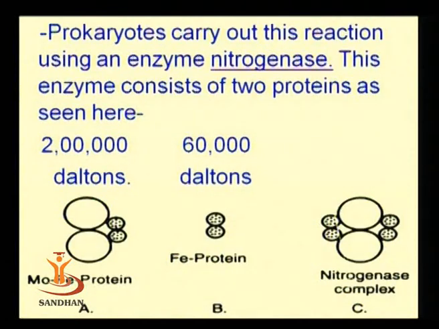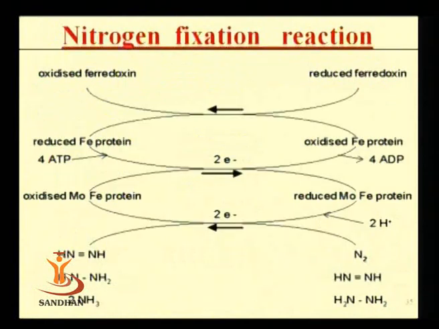Prokaryotes can carry out this reaction as they have the enzyme nitrogenase. The nitrogenase enzyme consists of 2 proteins: iron protein having a molecular weight of 60,000 daltons and molybdenum iron protein having a molecular weight of 2 lakh daltons. This is the mechanism of nitrogen fixation, the reaction which occurs during nitrogen fixation.